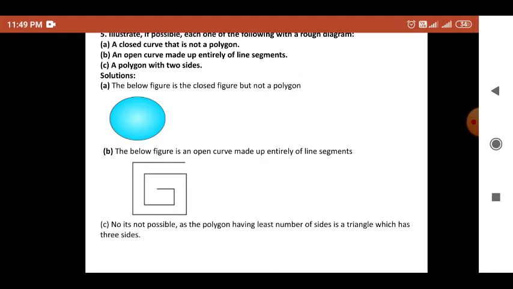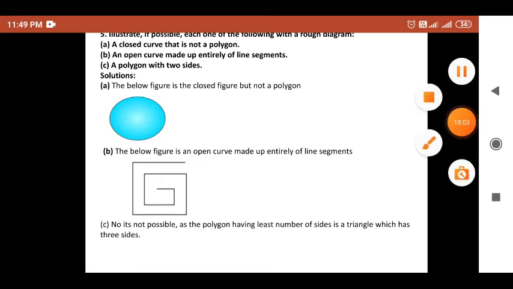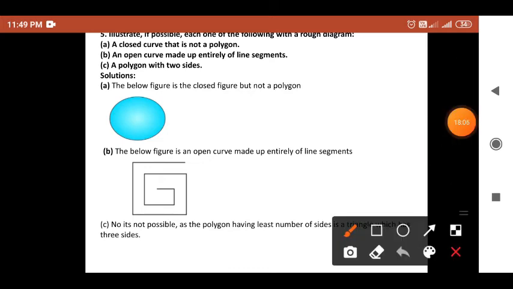It is made up of more than 3 line segments. See, here you have to draw a rough figure and illustrate. You have to explain it. The question is a closed curve that is not a polygon. See, it is a closed curve, but it is not a polygon.